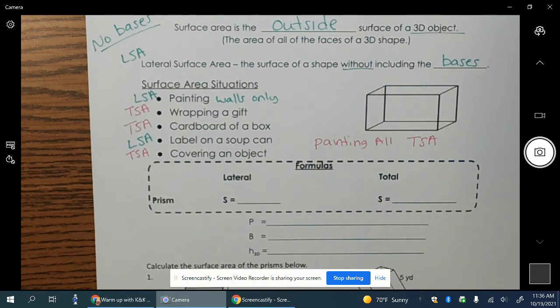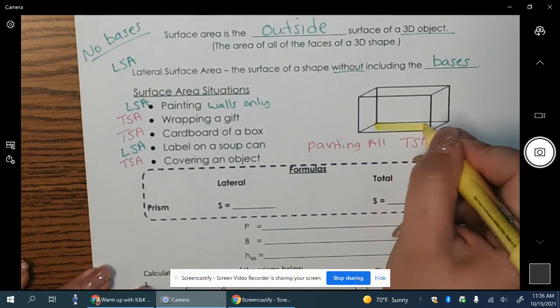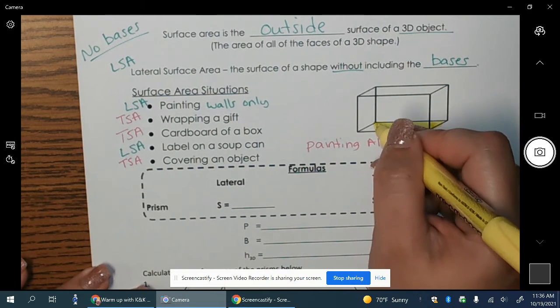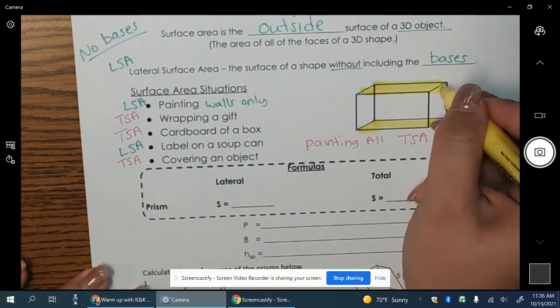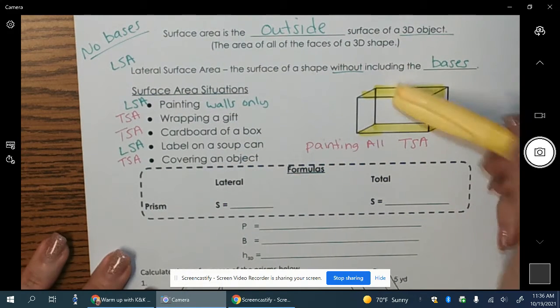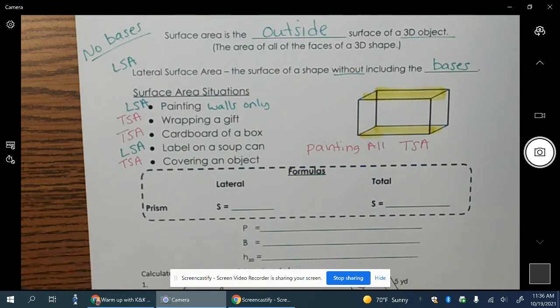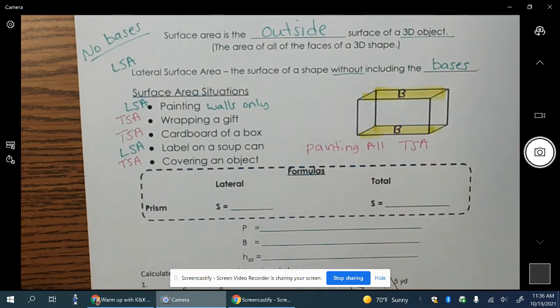When we're solving these problems, every single time, I want you to shade your bases first. Unless it tells you differently, just do your top and your bottom as your bases. It's just easier. Every single time I want you to shade your bases, either with a highlighter or with your pencil. When I come around to help you, if you haven't shaded your base, I'm going to say shade your bases.